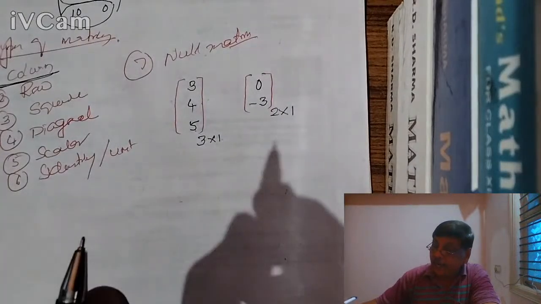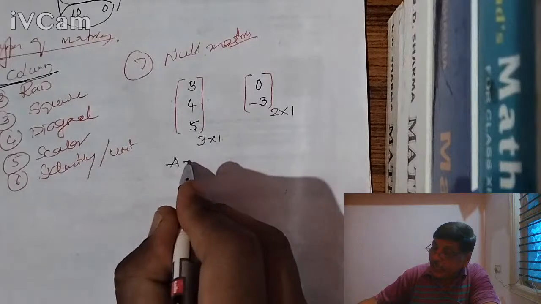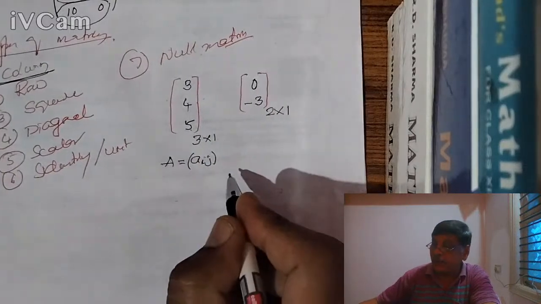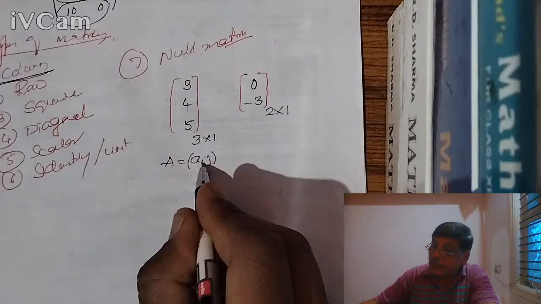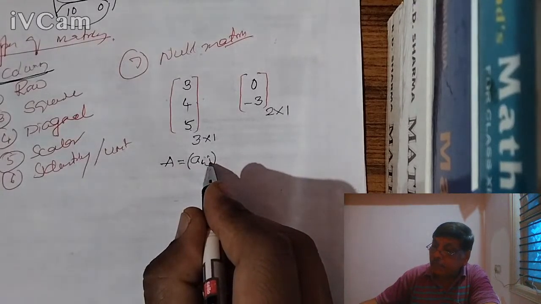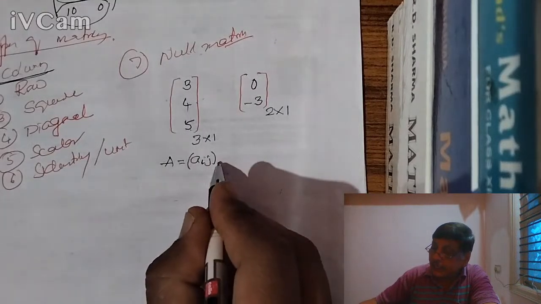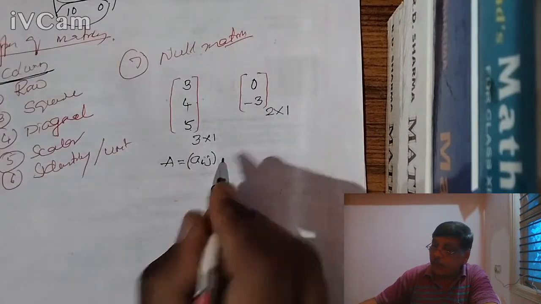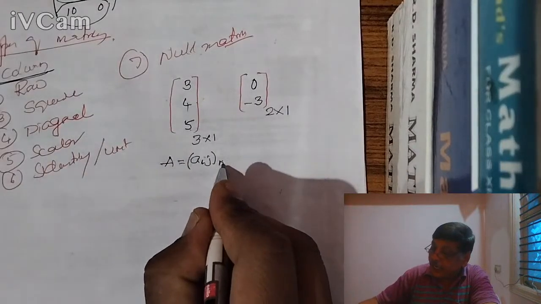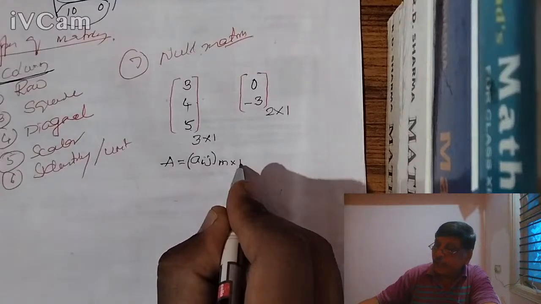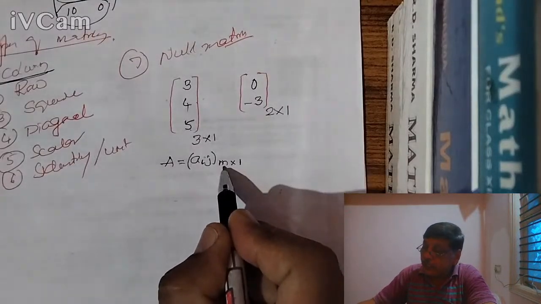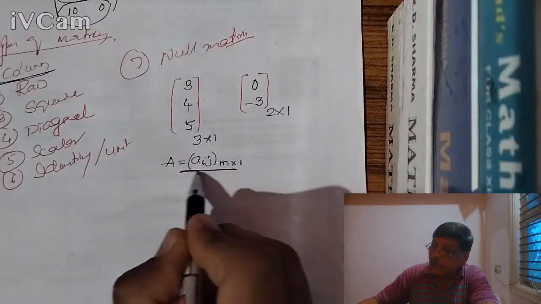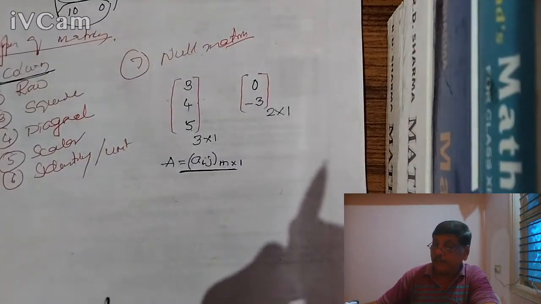Then generally we define like this. Let A equals Aij be a matrix. Then i represents the number of rows, j represents the number of columns. Is it right? The number of rows may be any number. But the column should always be 1. Therefore, Aij is m cross 1. M cross 1 means there are m rows and only one column. This is the general definition of a column matrix.